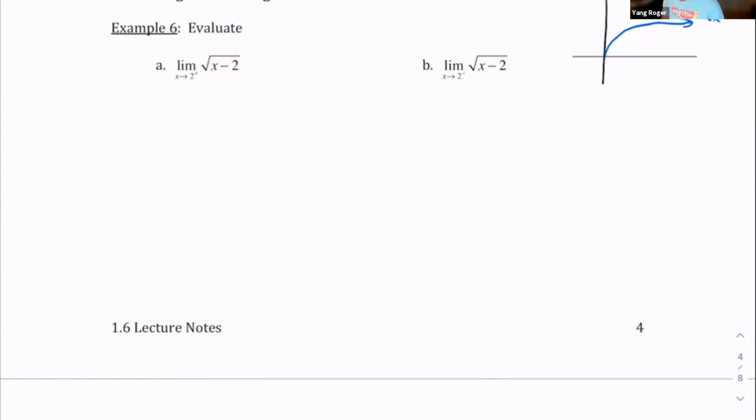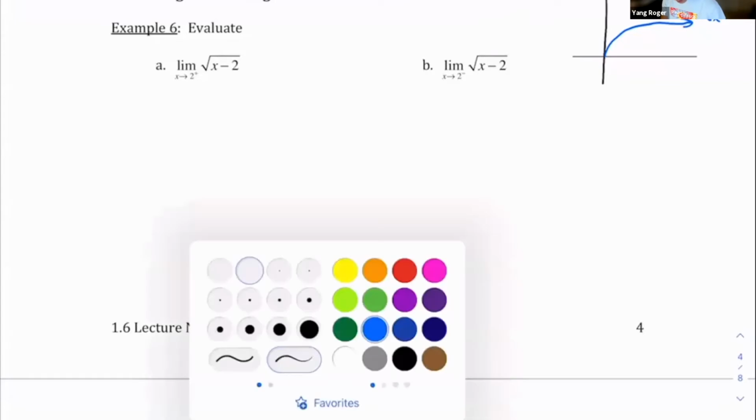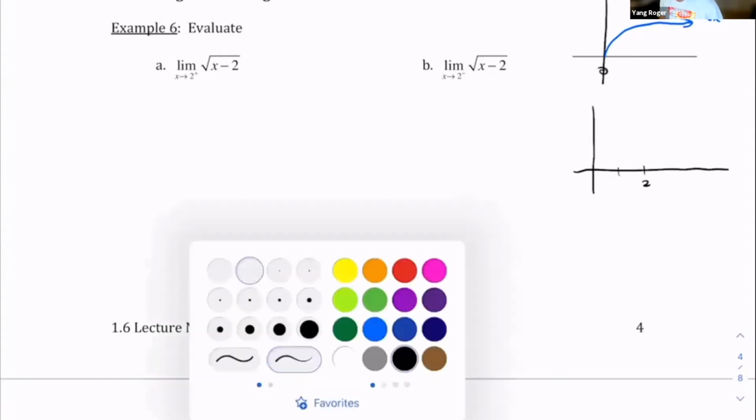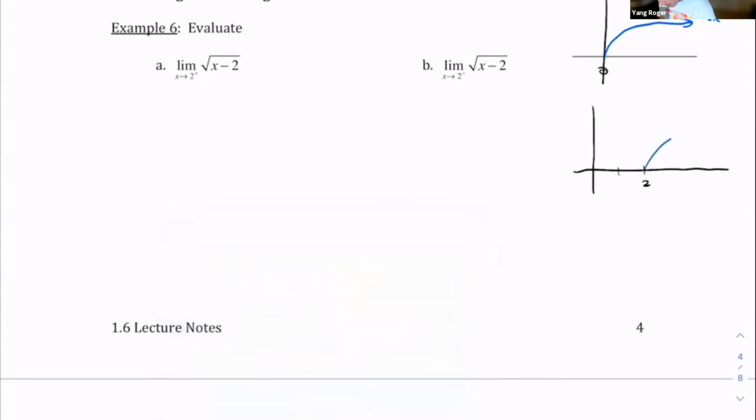So then when I go to graph this guy now, or draw a quick sketch, not really a graph, this guy looks like this. So there's like 1, 2, there's 0. And then my graph looks like this. This is y is equal to square root of x minus 2, like that.